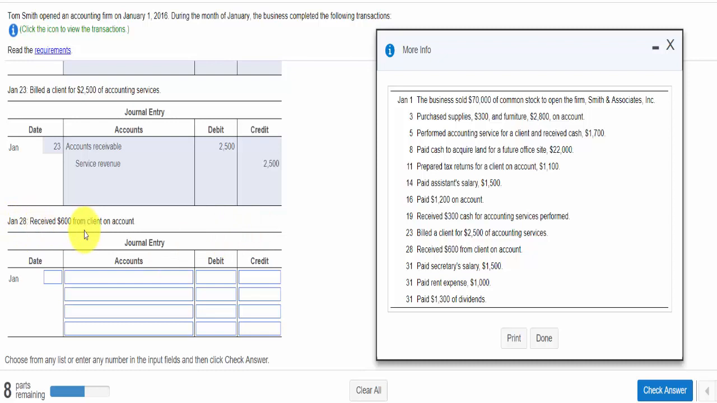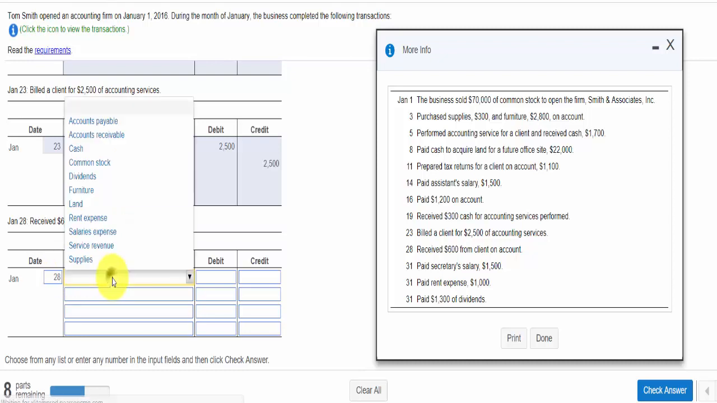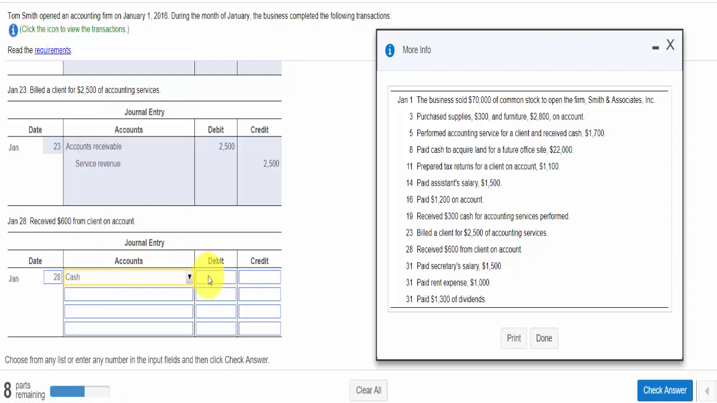Number 28, received 600 from client on account. We received the money from the client. It means our cash will increase 600 and account receivable will decrease. Here two asset accounts are used. One is increasing and the second is decreasing. We use a simple rule: increase in asset is debit, cash here is increased, and decrease in asset account is credit. Here account receivable is decreasing.